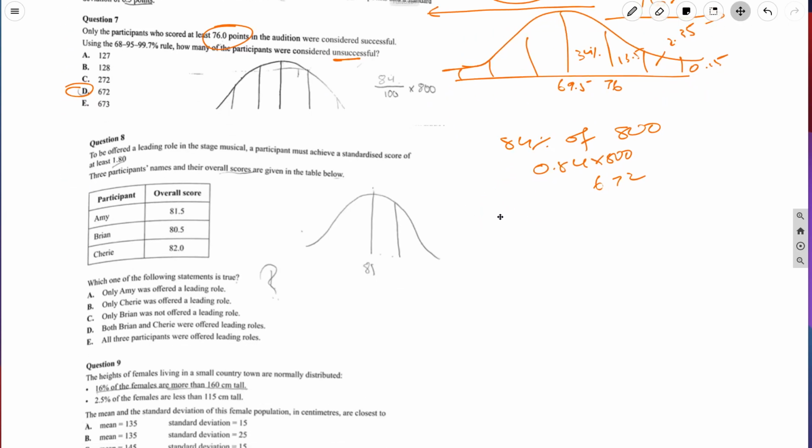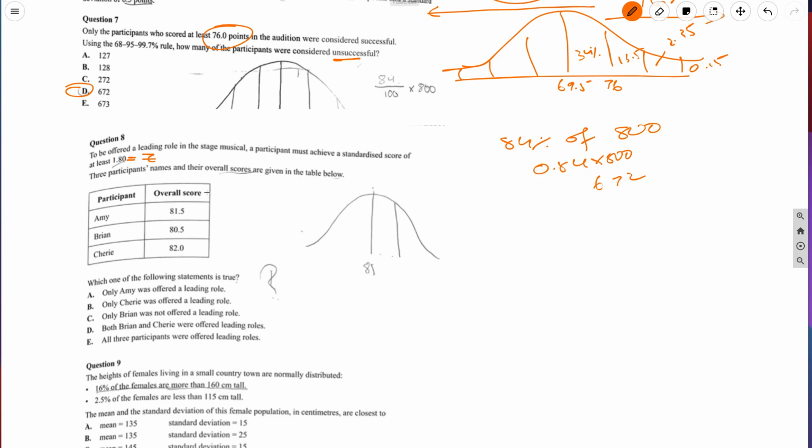So we have to be offered a leading role in the stage musical. A participant must achieve a standardized score of at least 1.8. Remember, this is a Z score, which relates to a particular X value. The 3 participants' names and their overall scores are given. So these are overall X values. Which of the following statements is true? Only Amy was offered a role.